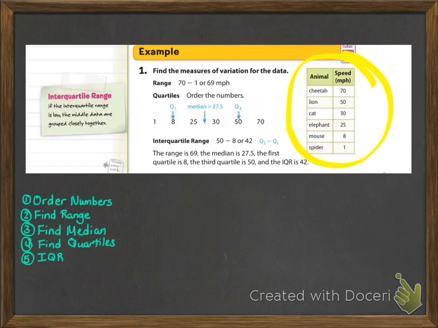So over here on the left, you don't have to write this down because you already have it, but basically I went ahead and just reminded us of the steps that we have to take to find the measures of variation for this data. So we order the numbers, then we're going to find the range of the overall.